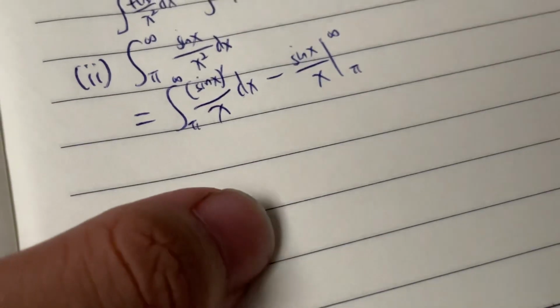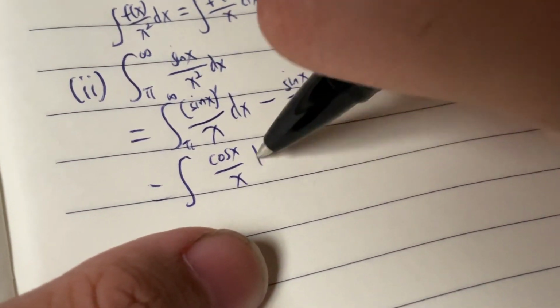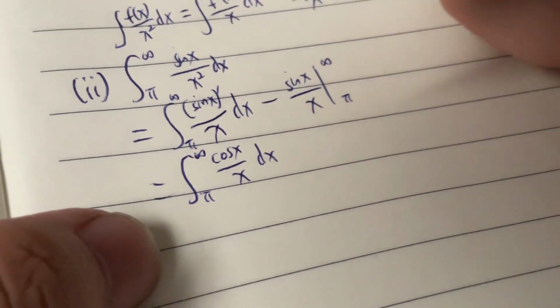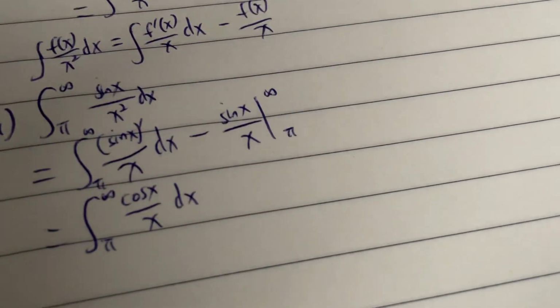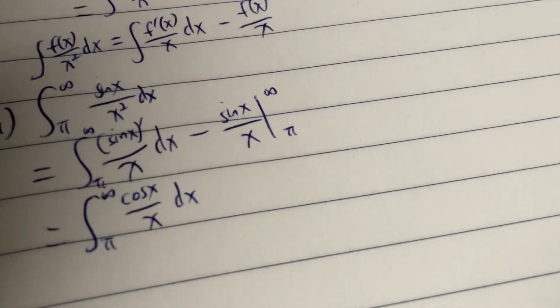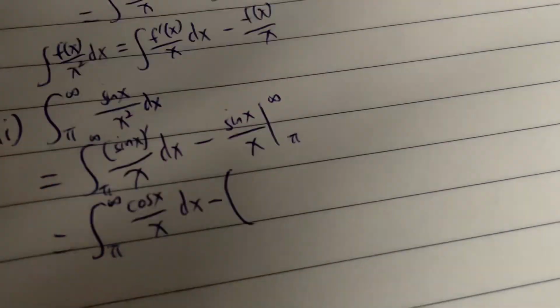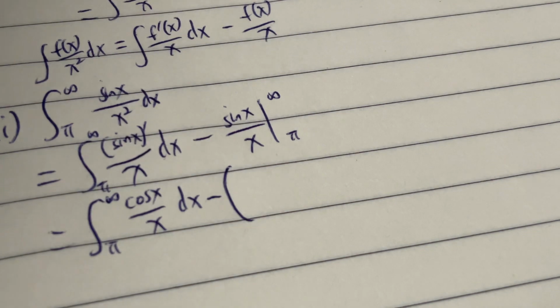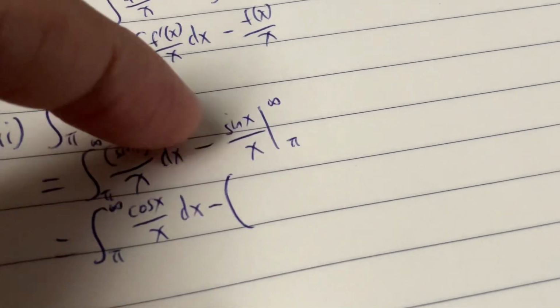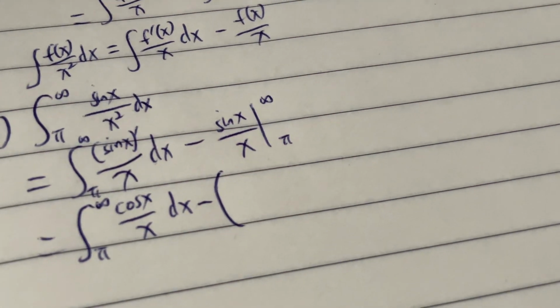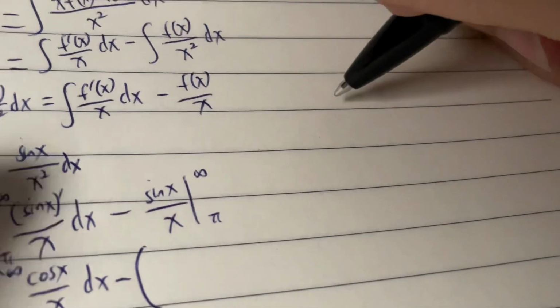So the derivative of sin x is just cosine x. Cosine x over x dx, going from pi to positive infinity. And here's the deal. We're going to do some limit right now. So subtract. When you put infinity, sine infinity is an indeterminate form, and then over infinity. So indeterminate form, so we have to do more. Let me do it right here.